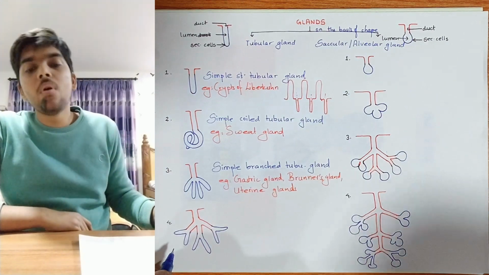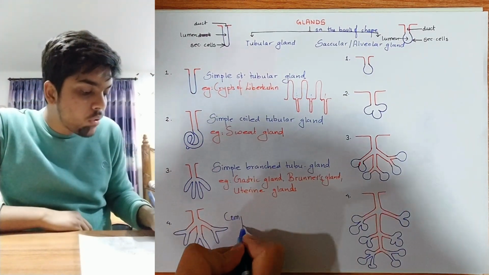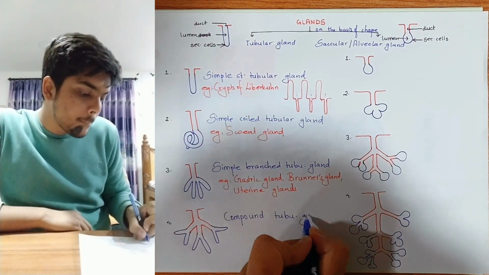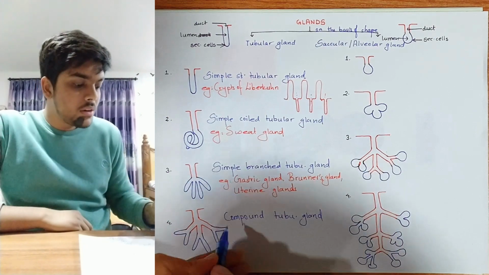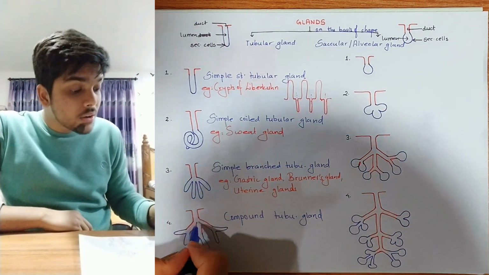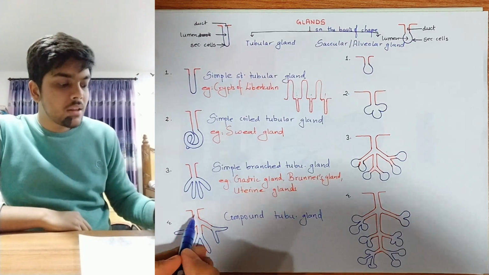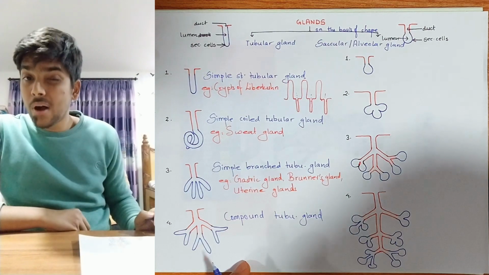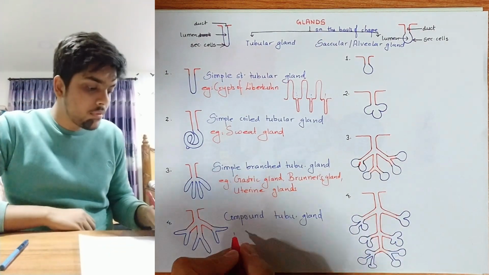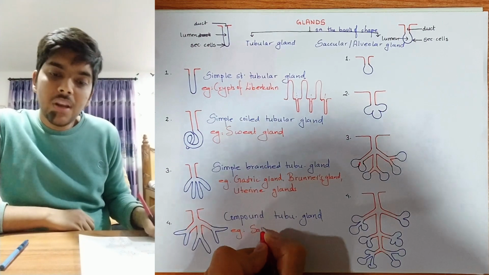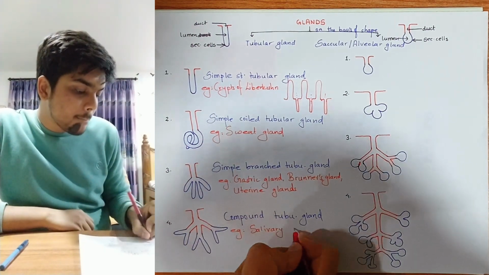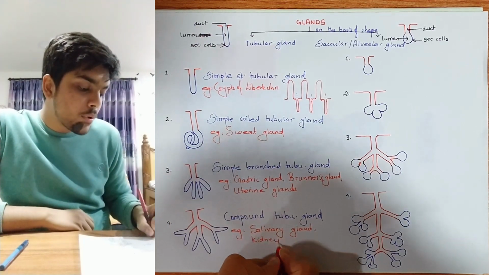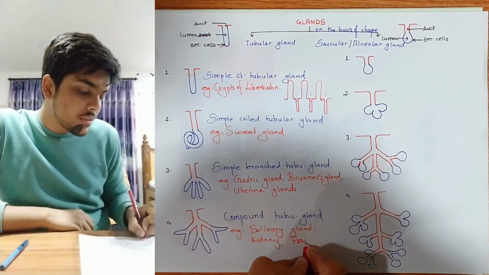Then in number 4, you have compound tubular gland. Here's a new word, compound. In this case, it's called compound because the duct itself is branched. Look at the red portion. It is branched. That's why this tubular gland is known as compound tubular gland. Where is it found? It's found in your salivary gland, in your kidney, and most importantly, in your pancreas.